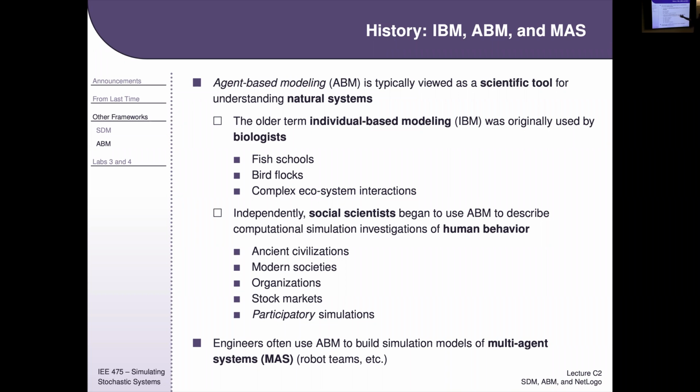Social scientists use agent-based models to study ancient civilizations, modern societies, organizations, stock markets. Even participatory simulations. And so the matrix, my example there, is sort of an example of a so-called participatory simulation where you've got non-player characters that are totally in the game, but you also have humans that are hooked up to monitors who control their agents. So the agency is controlled by logic for the non-players. It's controlled by the humans for others.